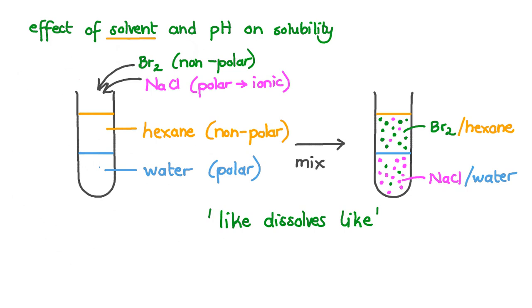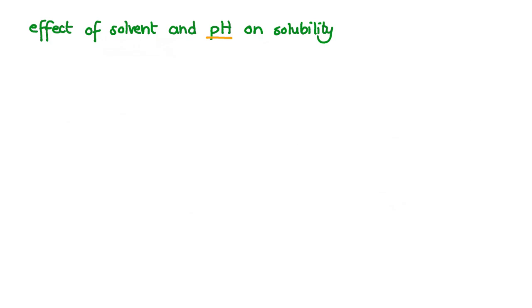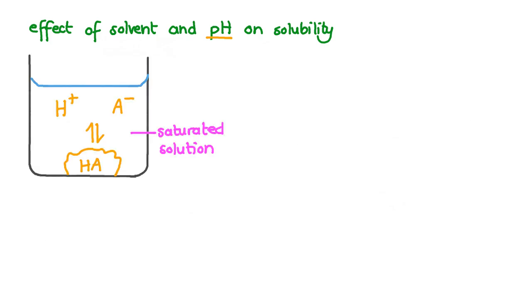In other words, the solubility of a nonpolar solute will be very high in a nonpolar solvent, and the solubility of a polar or ionic solute will be very high in a polar solvent. What about pH effect on solubility? Imagine a saturated solution of an acid, let's call it HA, which contains some undissolved solid HA. The acid and its ions would be in equilibrium with each other, with the following equilibrium equation.